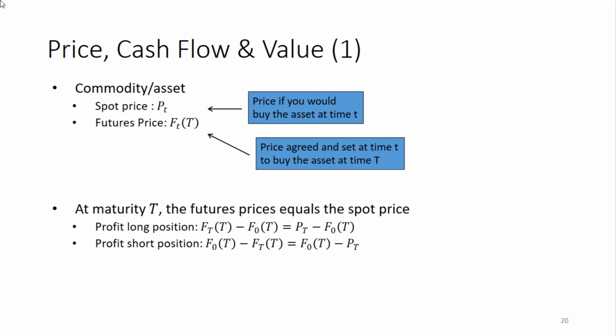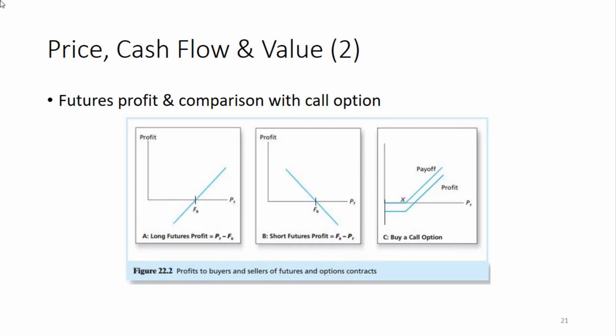So we agreed upon a sales price of 100, but the actual price in the market now is 120. Then the short position, if he looks at this contract on a standalone basis, says, well, this is unattractive for me, because I can only sell at 100, but the price in the market is 120, so a loss of 20. And that's what these graphs show.